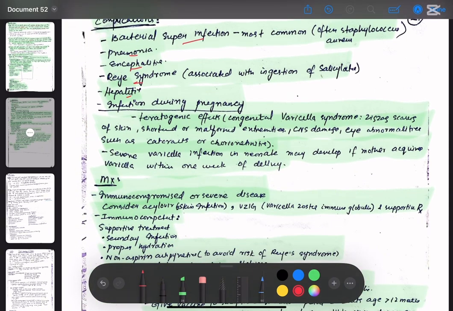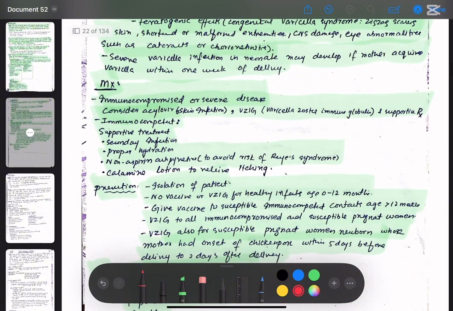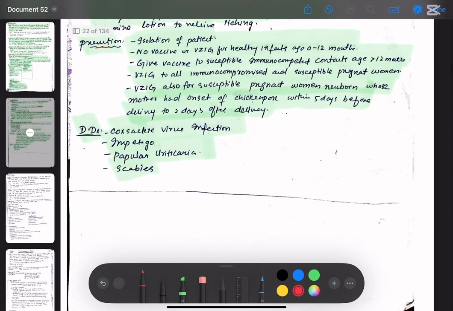And this is infection during pregnancy. And these are the management options for immunocompromised or severe disease, for immunocompetent patients, and supportive treatment. And this is about the prevention of chickenpox. And these are the differential diagnoses of chickenpox, which are Coxsackie virus infections, impetigo, papular urticaria, and scabies.